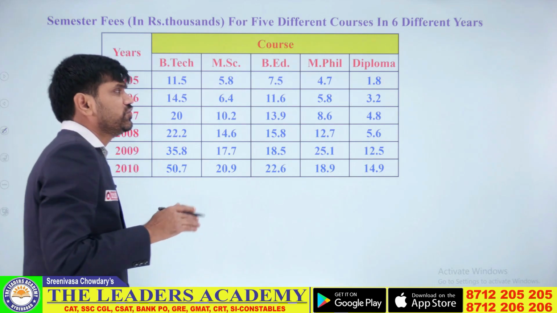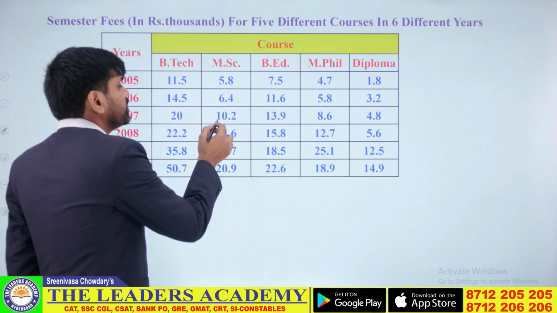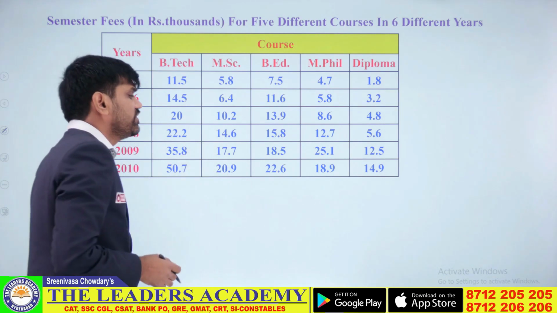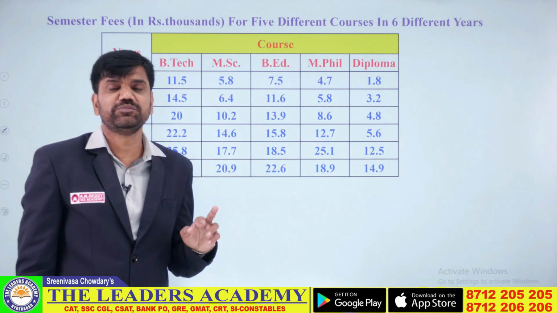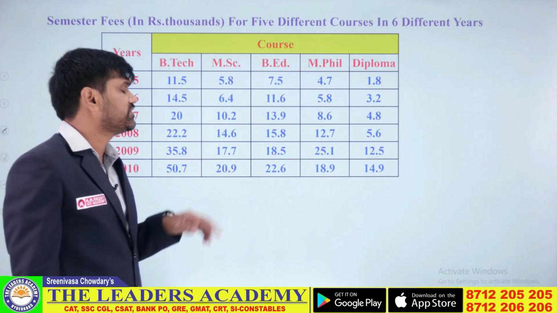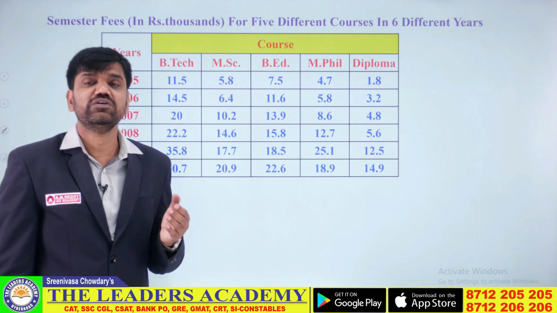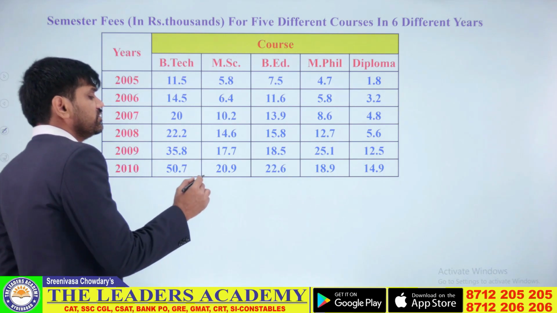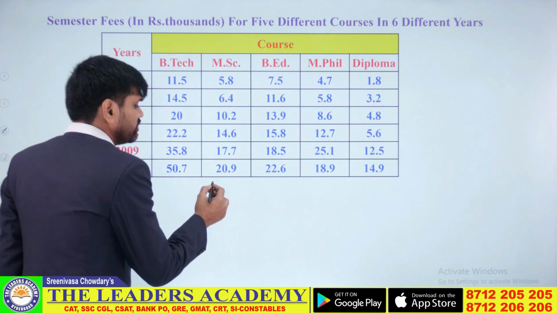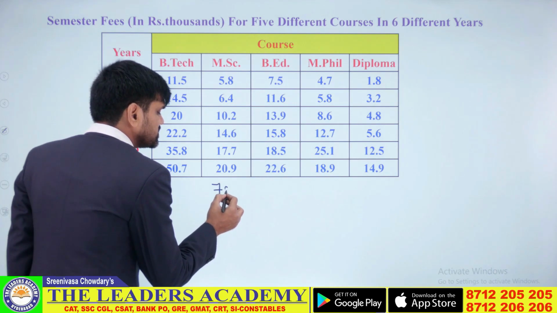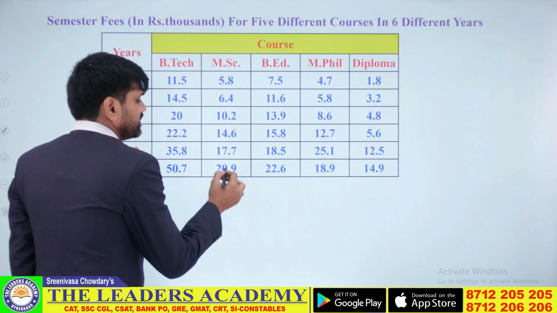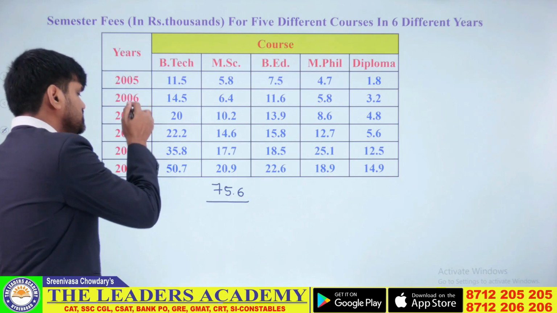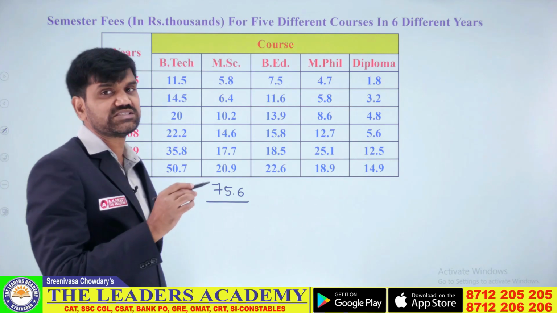58 plus 64 will give you how much? 122. 122 plus 102 will give you how much? 224. 224 plus 146 will give me 370. 370 plus 177 will give you 547. 547 plus 209 will give you 756. 756 I am putting. And the decimal should be there after one place, put it here. So the total semester fee charged for all the 6 years put together is 75.6 thousand.